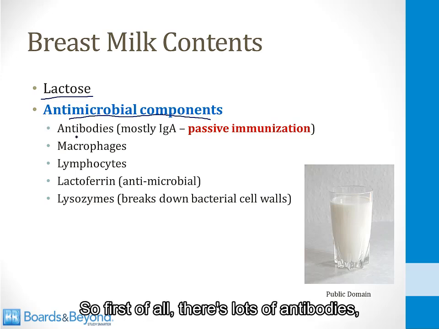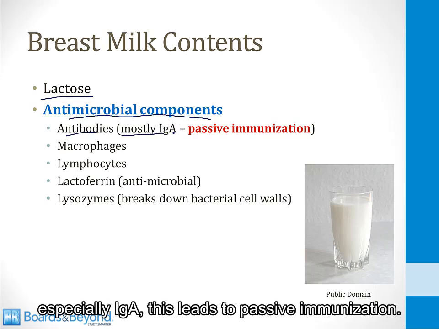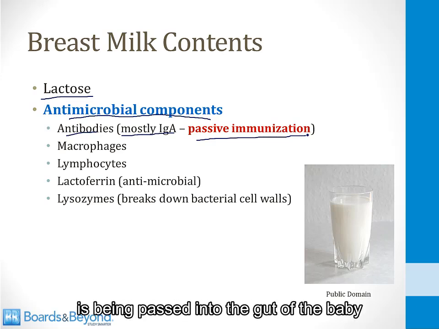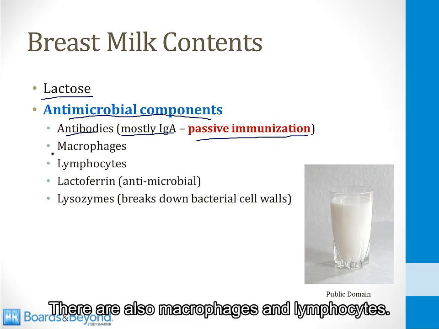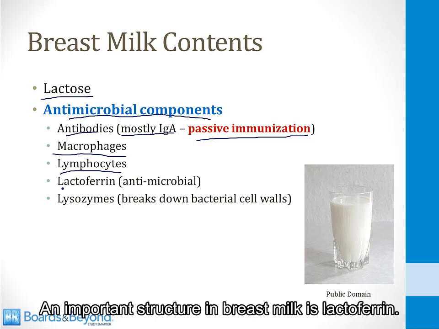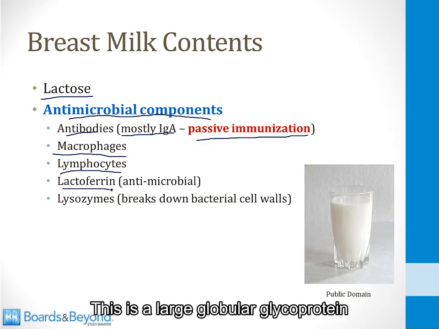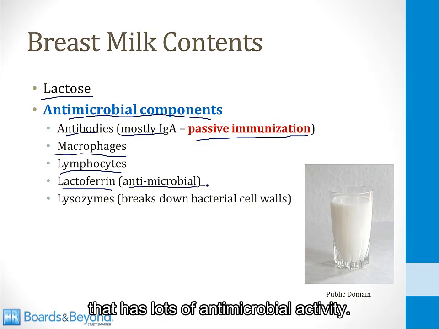So first of all, there's lots of antibodies, especially IgA. This leads to passive immunization. Basically, the mother's IgA is being passed into the gut of the baby so that the baby has immunization against GI bacteria. There are also macrophages and lymphocytes. An important structure in breast milk is lactoferrin. This is a large globular glycoprotein that has lots of antimicrobial activity.